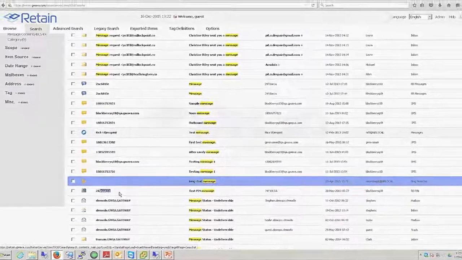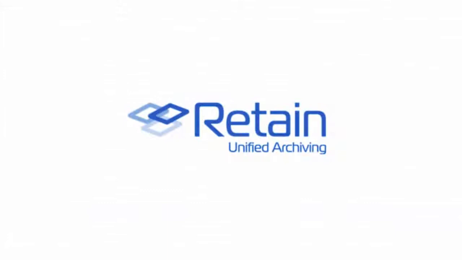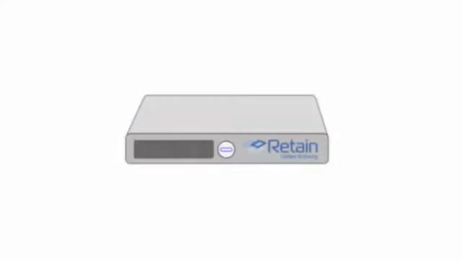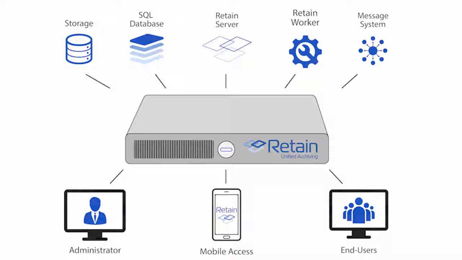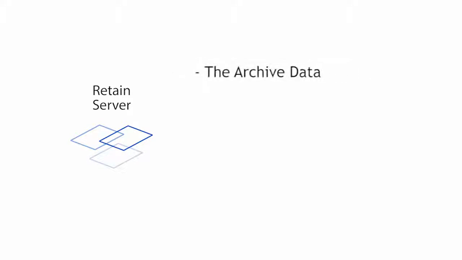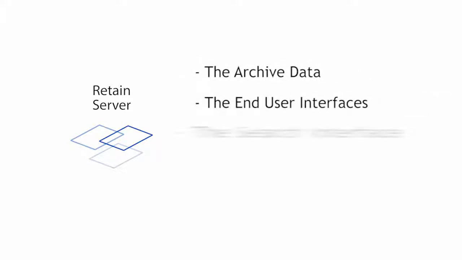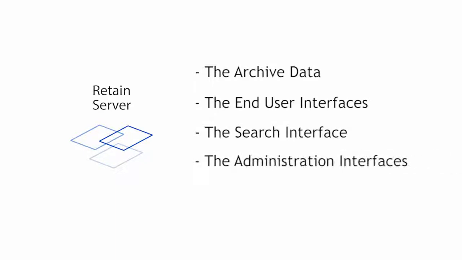After installation, Retain is configured, either on premises or in the cloud. Depending on the installation location, the configuration is a little different. On premises, the system is made up of a few components: the Retain server, the SQL database, and the Apache Solr index. The main component, the Retain server, hosts the archive data, the end-user interfaces, such as the search interface that I use for my opening search. It also hosts the administration interfaces and the index. It's the most important part of the system.